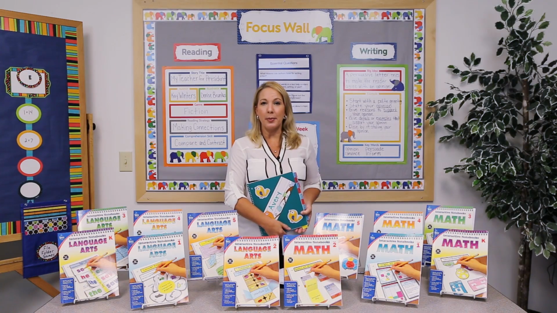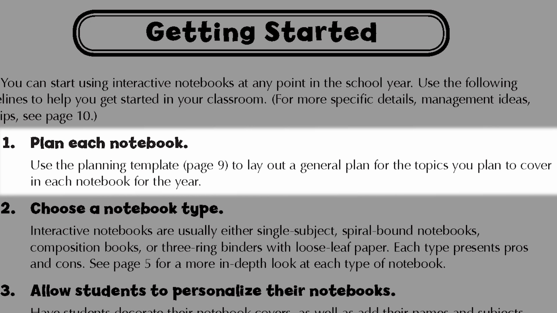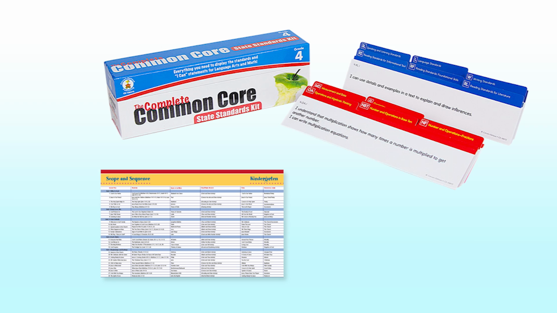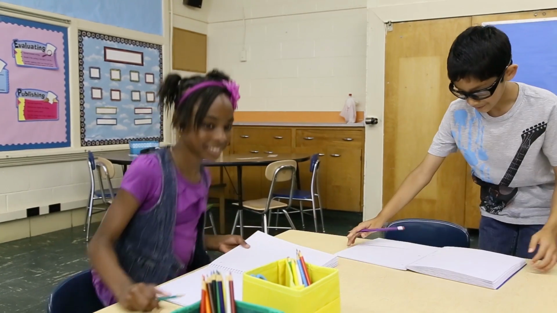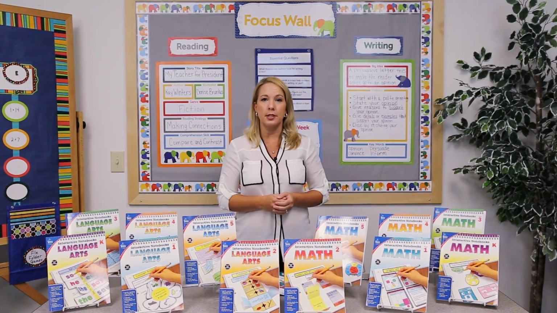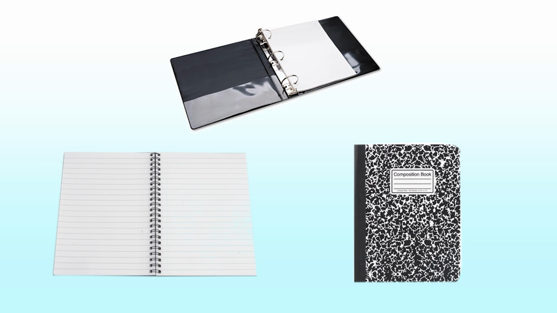To get started, begin by laying out a general plan for the topics that you plan to cover in each notebook throughout the year. To do this, refer to your scope and sequence or your standards. Keeping in mind the notebook will become an anchor for the standards you're teaching throughout the year. Next, you'll want to choose the type of notebook you want your students to use. Interactive notebooks are usually single-subject, spiral-bound notebooks, composition books, or 3-ring binders with loose-leaf paper.